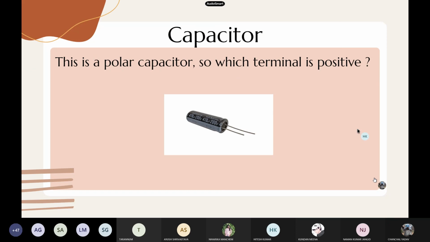As I said, this is a polar capacitor, and it may blast if we connect its terminals in reverse order. So it is necessary to know which terminal is positive and which is negative, because otherwise it may blast or the circuit may get damaged if we connect this into our circuit. So can you tell me which terminal is positive and which terminal is negative on this capacitor?